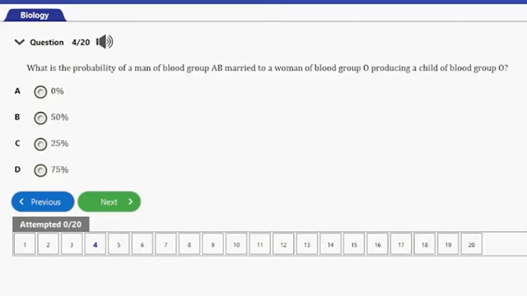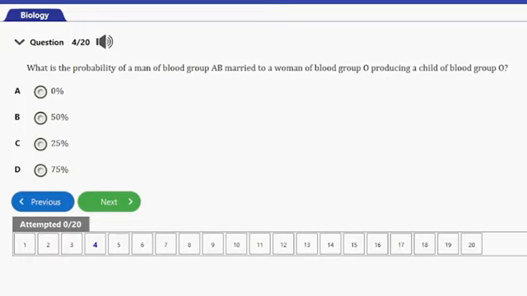Question number 4 here, it says, what is the probability of a man of blood group AB married to a woman of blood group O producing a child of blood group O? We have A 0%, B 50%, C 25%, and D 75%. So guys, the answer to this question is option A.